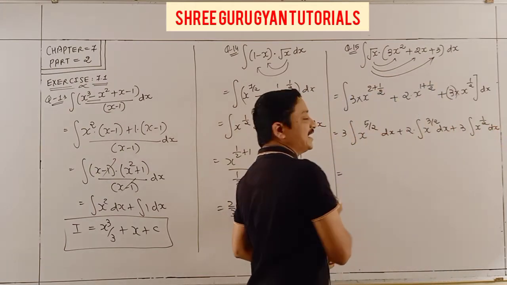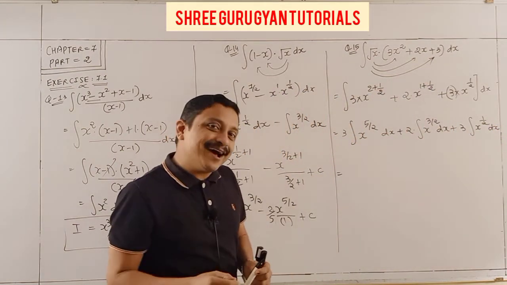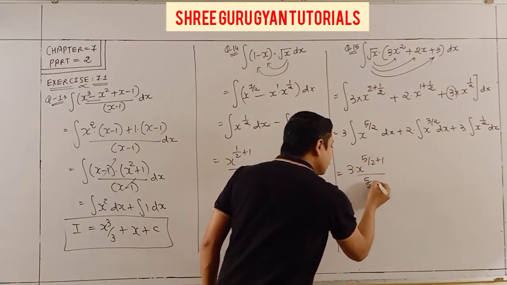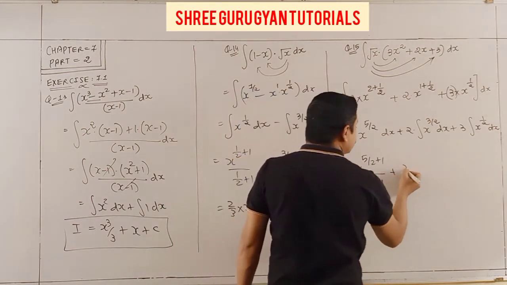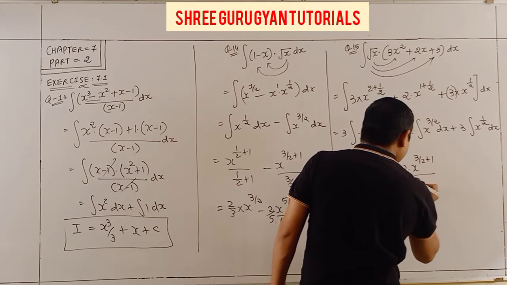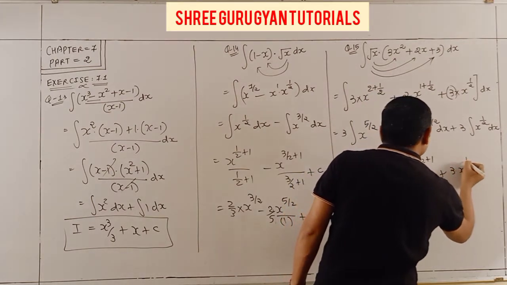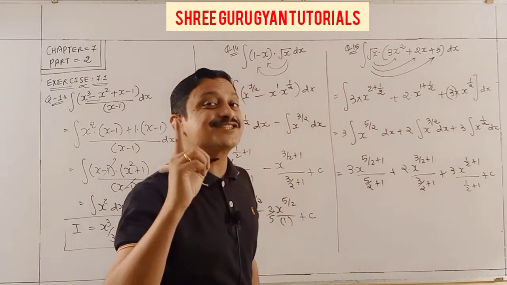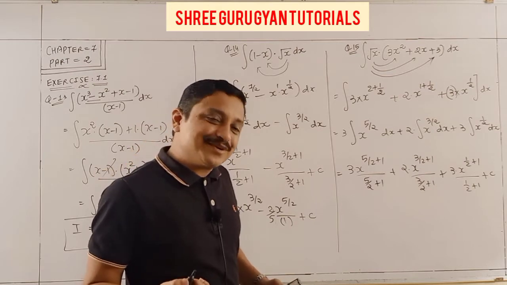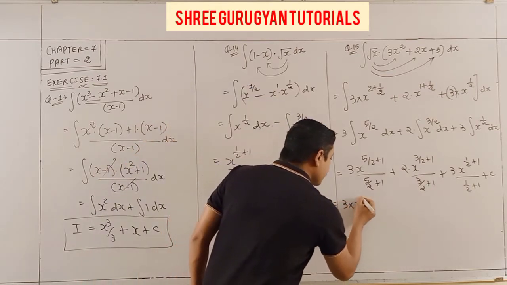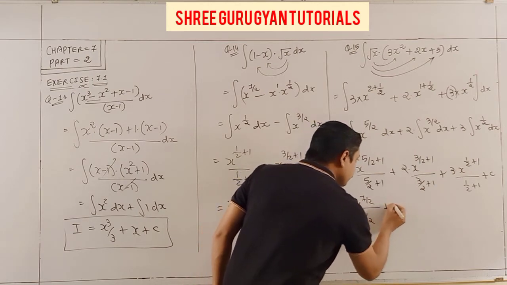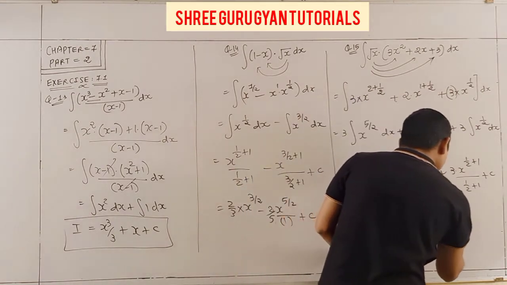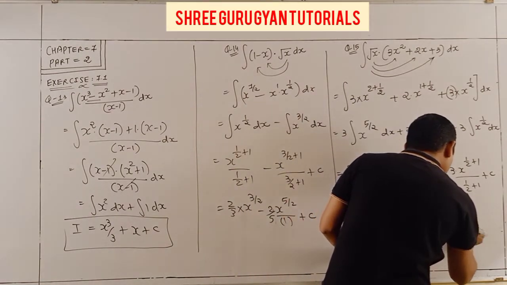Now try to answer. What is the answer? Half plus 1 by half plus 1. It means 3x raised to 5 by 2 plus 1. Here also the same, continue 3 by 2 plus 1, and the same half and half plus 1. I operate the first formula, x raised to n plus 1 over n plus 1. So my answer has 7 by 2, 7 by 2. Same here 5 by 2, 5 by 2, and lastly x raised to 3 by 2 upon 3 by 2 plus c.